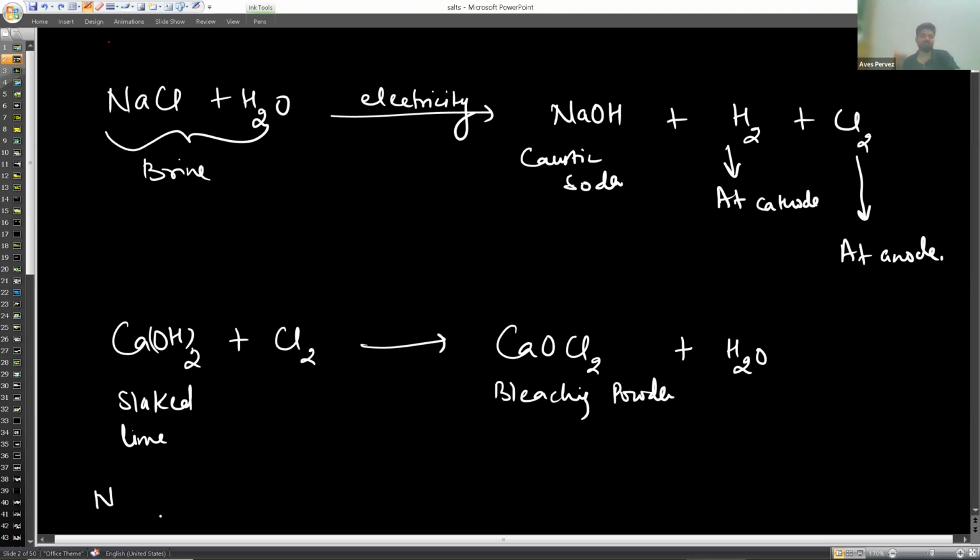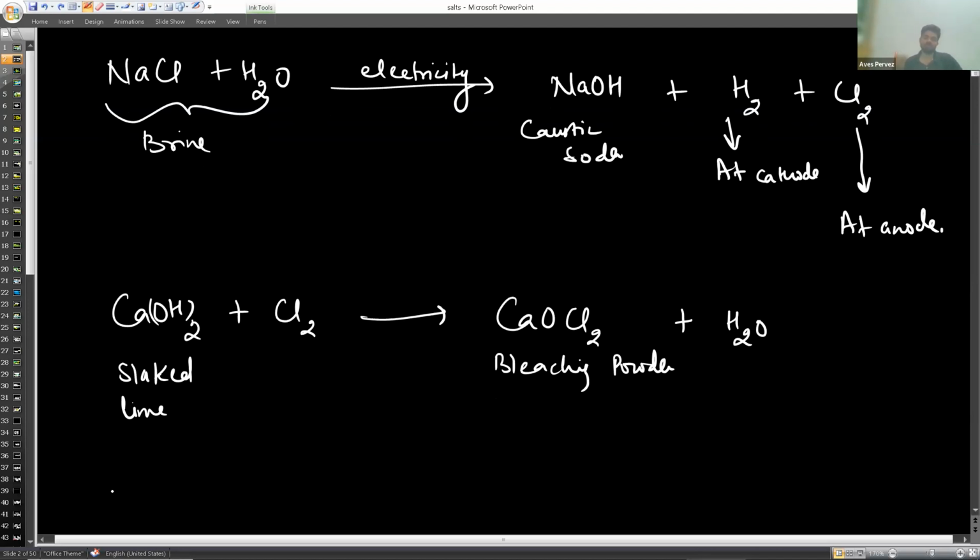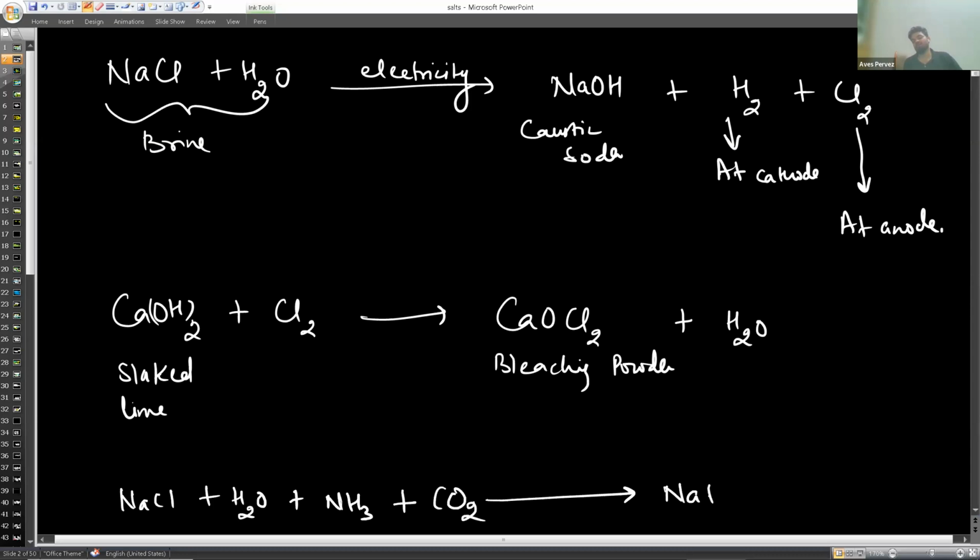NaOH, sorry, how can we prepare baking soda? Baking soda can be prepared by passing... This is bleaching powder, okay? And baking soda is NaCl and water plus ammonia gas, NH3, plus carbon dioxide. When we pass through it, it will give you NaHCO3 plus ammonium chloride, NH4Cl. So this is baking soda.